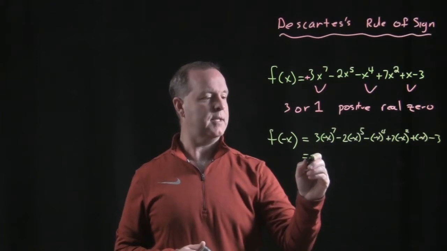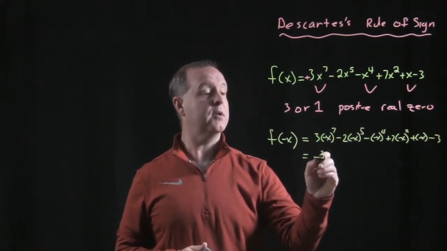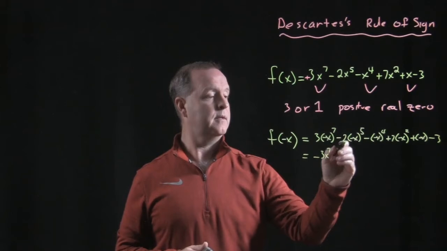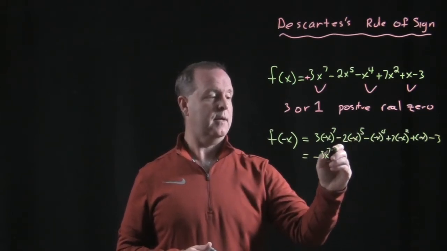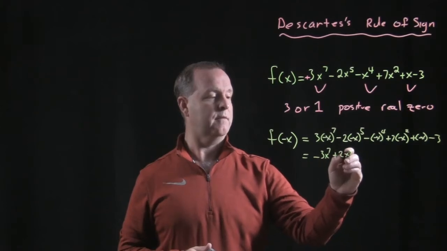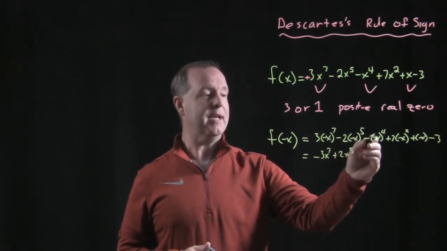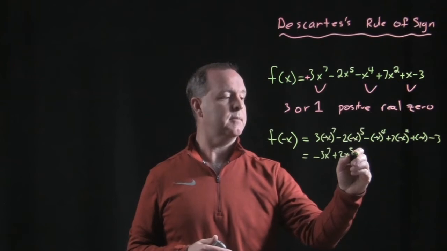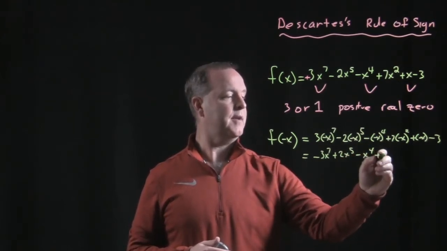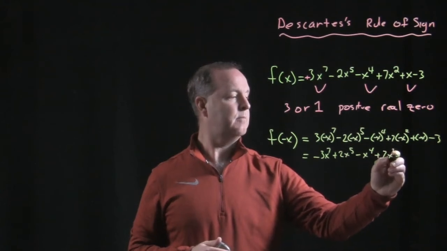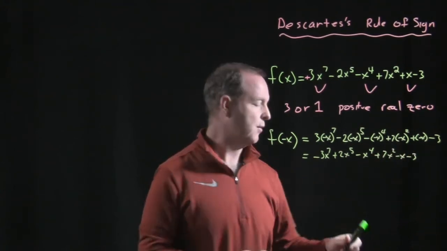So this still produces a negative, or it produces a negative 3x to the 7th. Negative x to the 5th is a negative x to the 5th, so it gives me a positive 2x to the 5th. Negative x to the 4th is positive, so this gives me a negative x to the 4th, plus a 7x squared, minus an x, minus a 3.